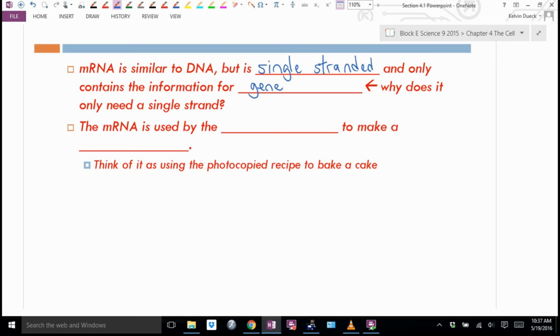The messenger RNA, the mRNA, is used by the ribosomes to make a protein. Sort of like using a photocopied recipe to bake a cake. I showed you last day that molecular visualization video where we said we actually think this is kind of what it looks like on the molecular level. We can't zoom in that much. Okay?